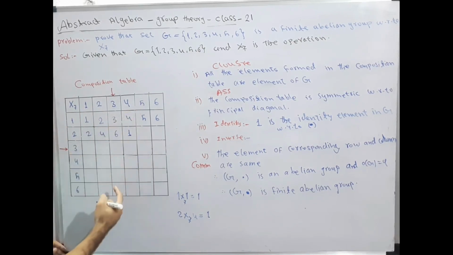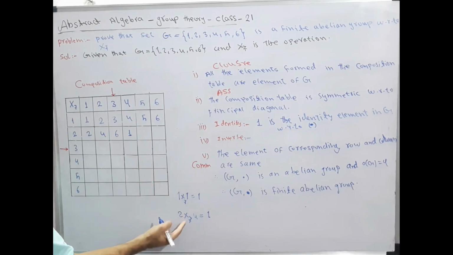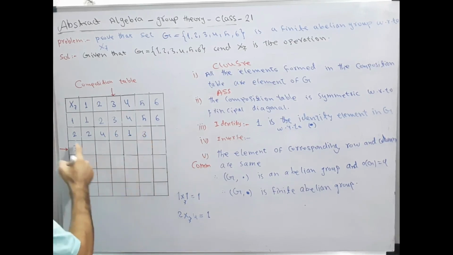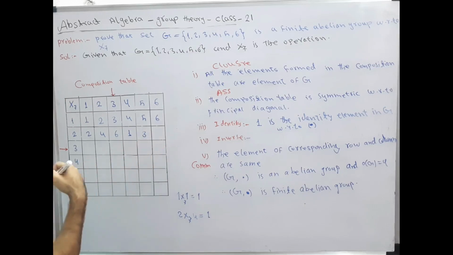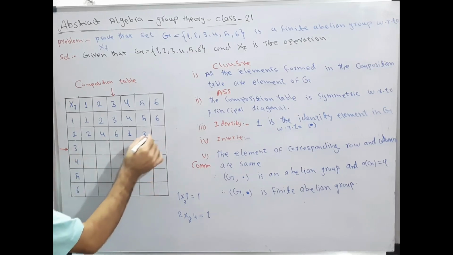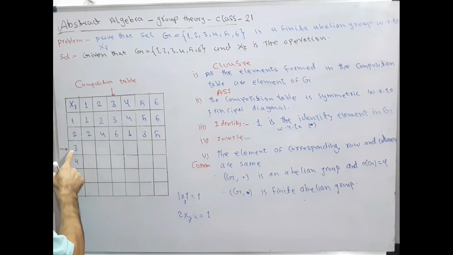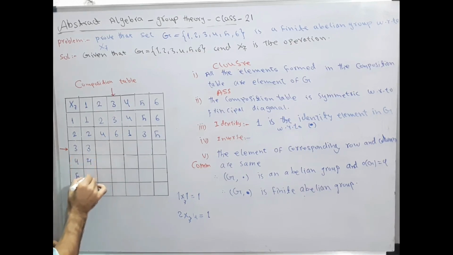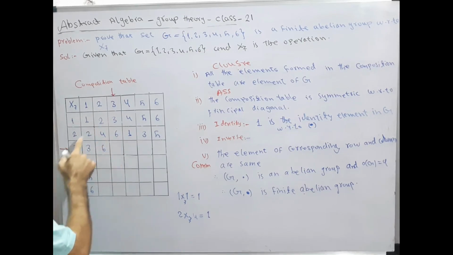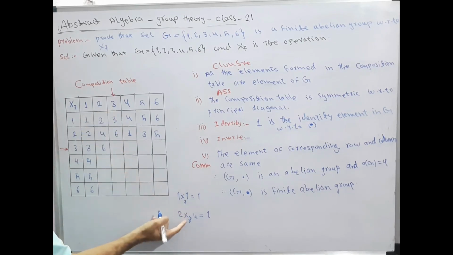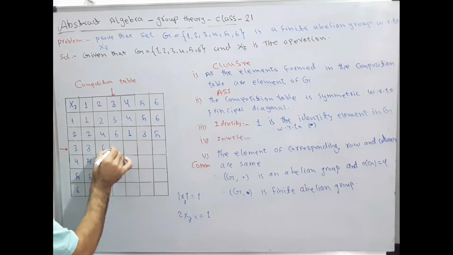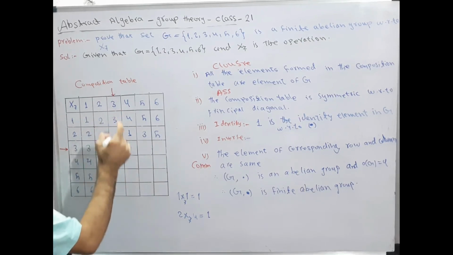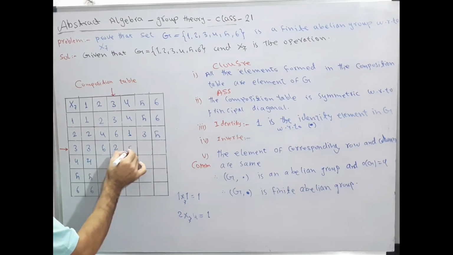2 into 5, 10. 10 divided by 7, remainder will be 3. 2 into 6, 12. 12 divided by 7, the remainder will be 5. 3 into 1, 3. It will be 4, 5 and 6. 3 into 2, 6. 3 into 3, 9. 9 divided by 7, the remainder will be 2. 3 into 4, 12. 12 divided by 7, the remainder will be 5.